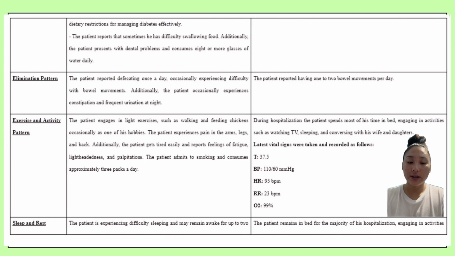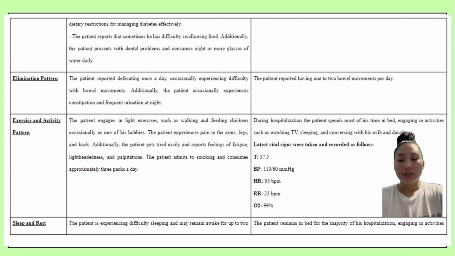And latest vital signs were taken and recorded as follows. So the temperature 37.5, BP 110/60, HR 95, RR 23, and O2 saturation is 99%. Next is sleep and rest pattern. So the patient is experiencing difficulty sleeping and may remain awake for up to 2 consecutive days as reported by the patient. And additionally, the patient rarely experiences nightmares.